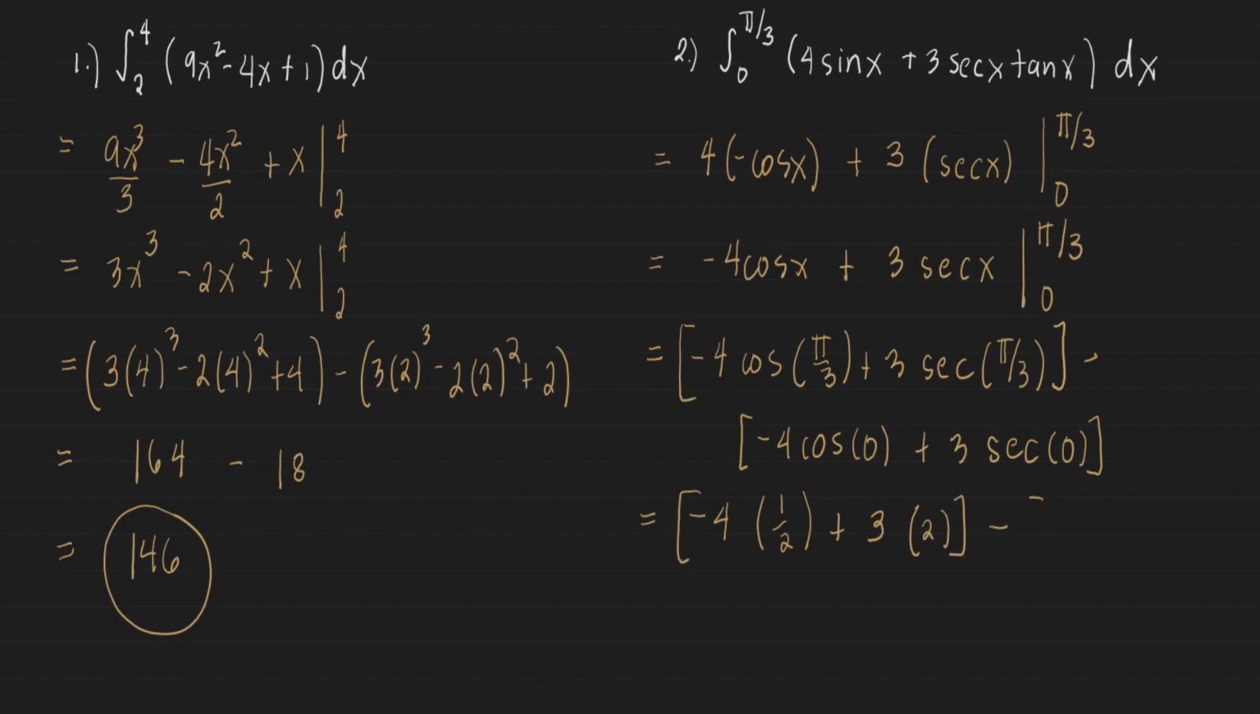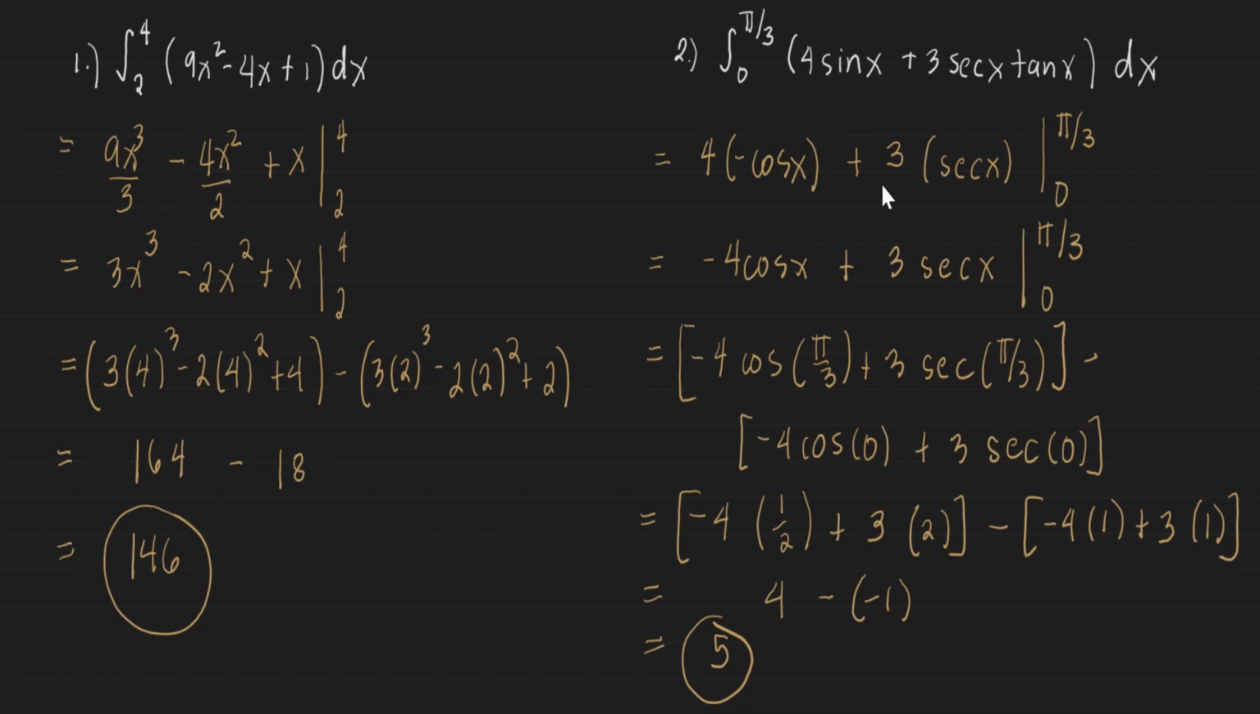Next, we copy negative 4. Cosine of 0 is 1. And then we copy 3. Secant of 0 is also 1. So if we compute the first term, we will be getting 4. And for the second term, we will be getting negative 1. So this is minus negative 1. And so our final answer will be 5. So the definite integral of 4 sine x plus 3 secant x tangent x dx evaluated from 0 to pi over 3 is equal to 5.